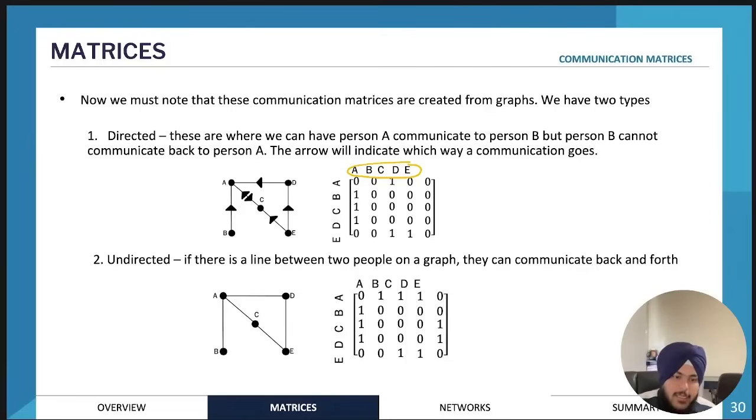The way that they work is essentially what I've just gone through in the previous slide. If there's a 1 here, that means that the sender can communicate with the receiver. In a communication matrix, the sender and receiver will be very clearly labeled, so it won't be ambiguous at all. The sender's usually on the left-hand side and the receiver's usually on the top.